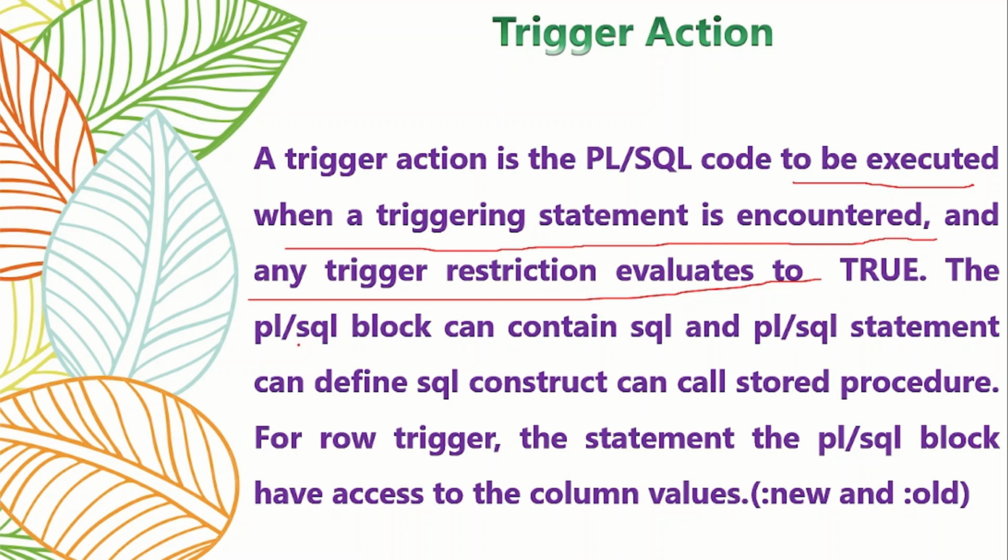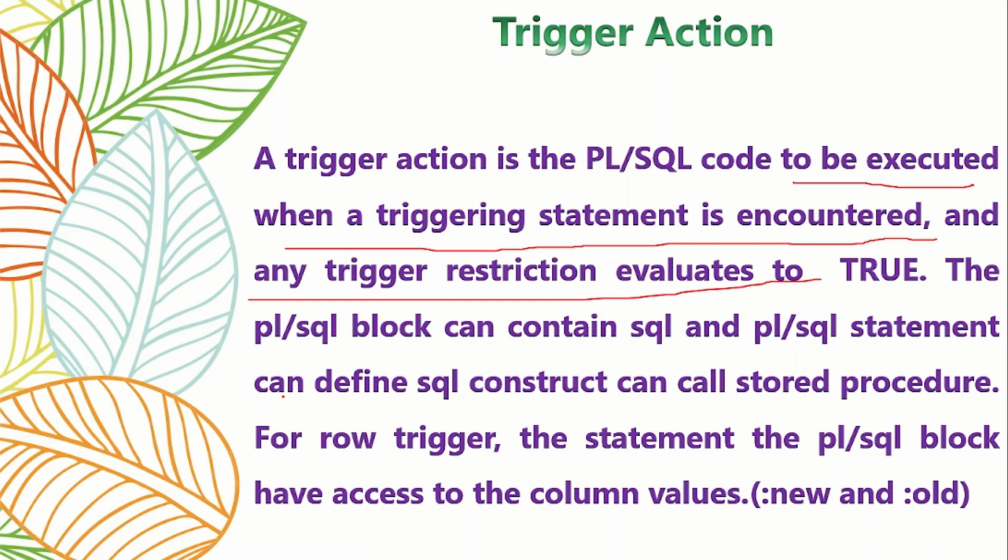Take one example. Suppose I have created a trigger which will allow insert if the minimum sale is greater than 10,000. If we are putting a value of 10,000 or more, in that case the trigger will not be fired, while the event is occurring, while the insert is going on. Clear?